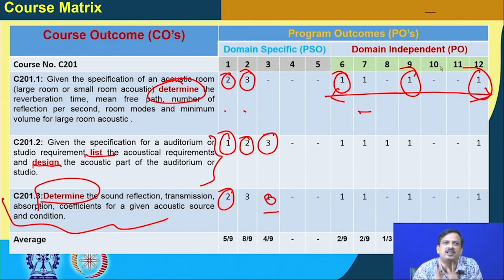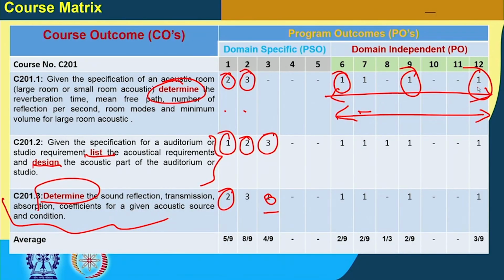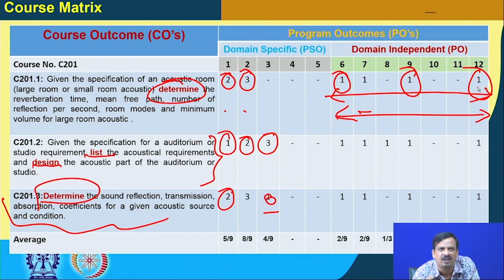So, this is the challenge for the teachers. While teaching a domain dependent skill, I am developing domain independent skill also. So, that is why I put 1, 1, 1. I am not saying that I am only developing communication skill. I cannot put weight vector 3. I am developing communication skill partially. That is why I put weight vector 1. So, I can say if all domain dependent courses partially support domain independent skills, then I can say domain independent skills are taken care of.